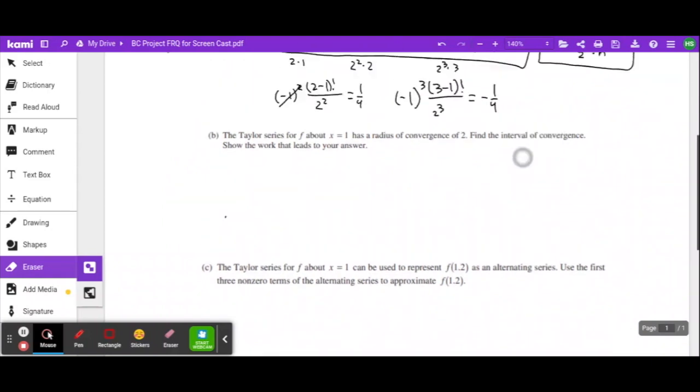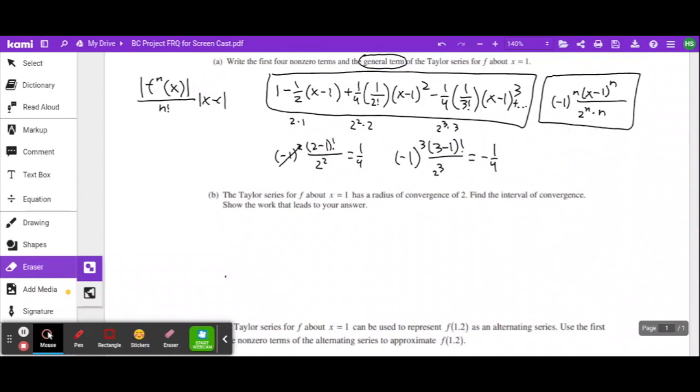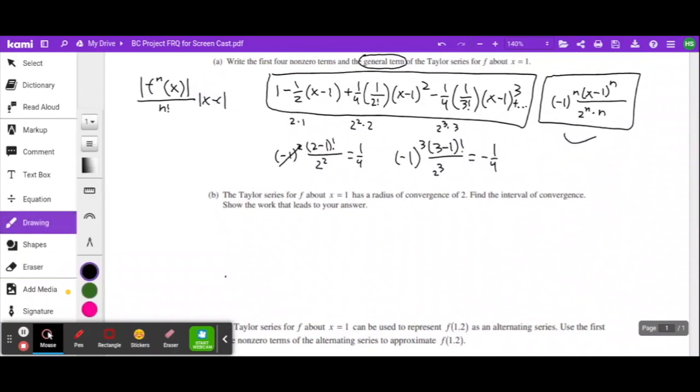Alright, so we'll call our general term from before a sub n. Looking at this problem, we should know immediately that we need either the root or ratio test. And just like 99% of the cases, it's going to be the ratio test. We can see there's no reason to use the root test here. It's just not set up for it. Alright, we'll plug into our ratio test equation, a sub n plus 1 over a sub n.